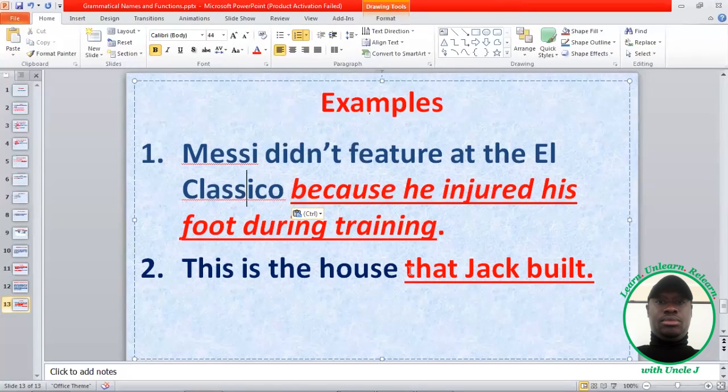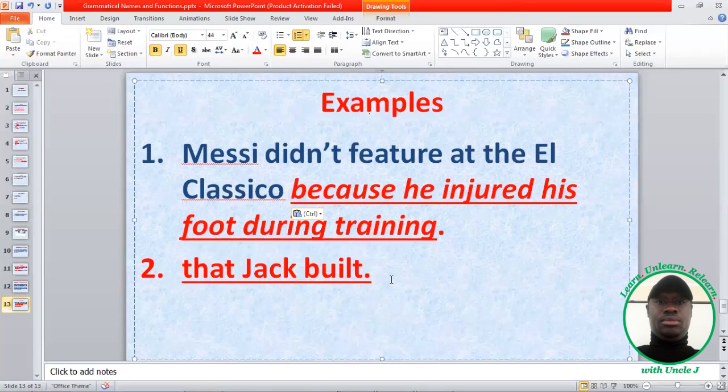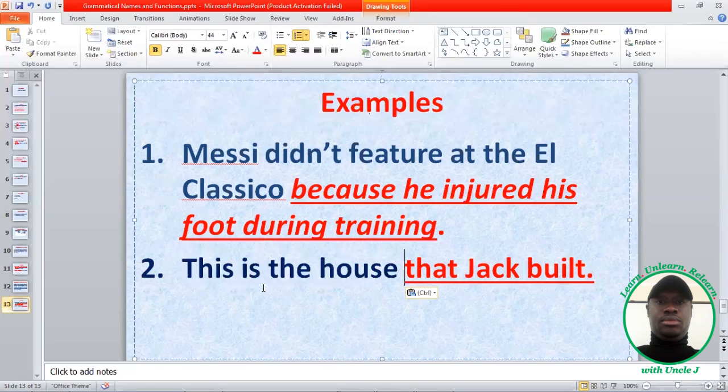This is the house that Jack built. If I remove this now, you see, this does not make sense, even though it contains a subject and a verb. It's a clause, but it does not make complete sense because you don't even know what they're talking about, whether Jack built a ship or he built a castle. But if you bring this back, you see it makes complete sense. So without these words in blue, the words in red will not make meaning.